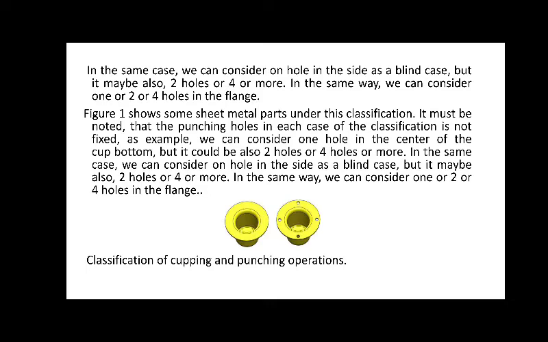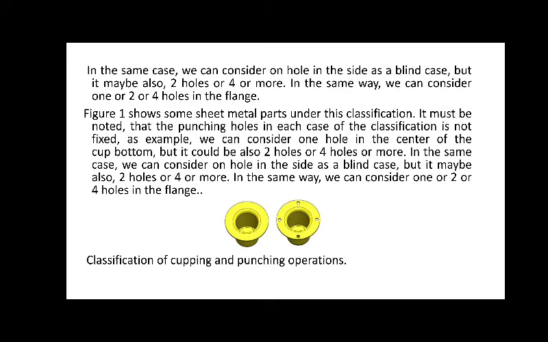As an example, we can consider one hole in the center of the cup bottom, but it could also be 2 holes or 4 holes or more. In the same case, we can consider one hole in the side as a blind case, but it may also be 2 holes or 4 or more. In the same way, we can consider 1 or 2 or 4 holes in the flange.